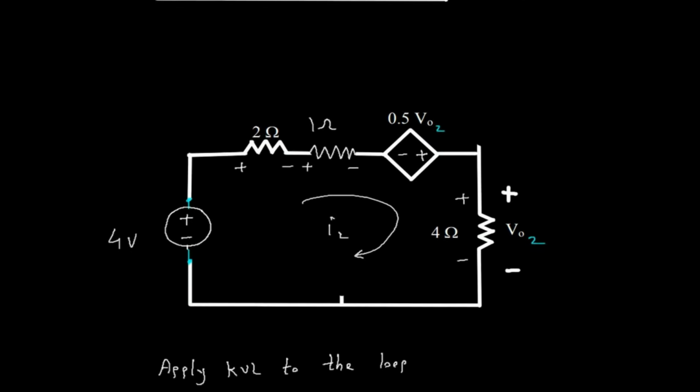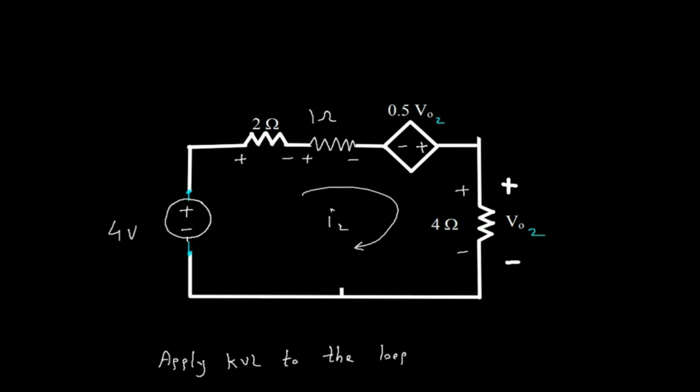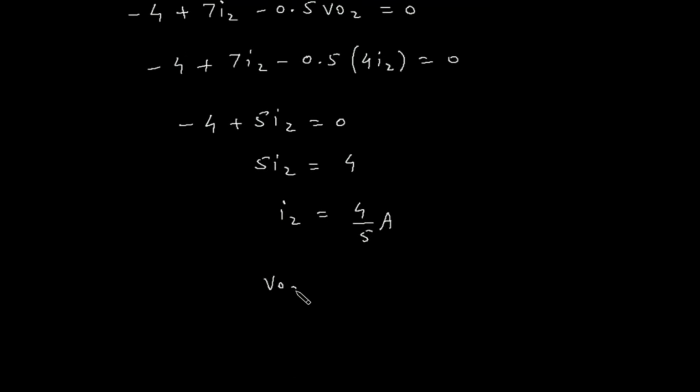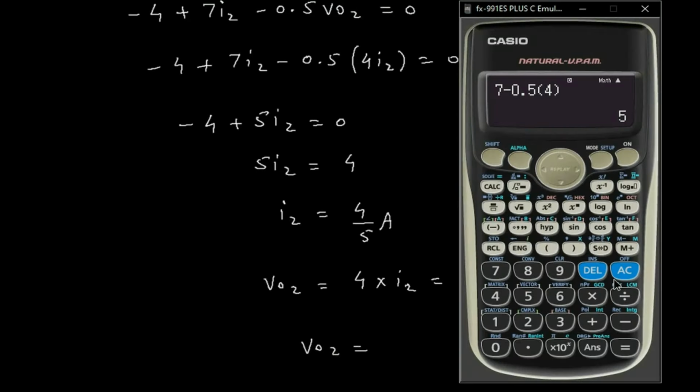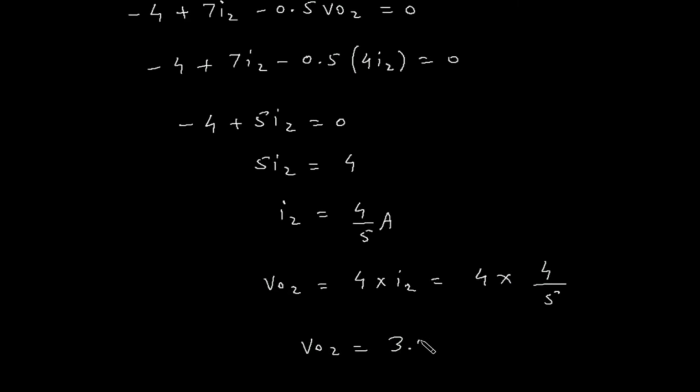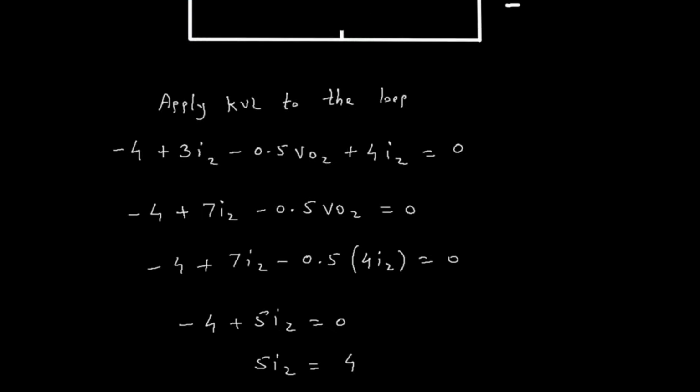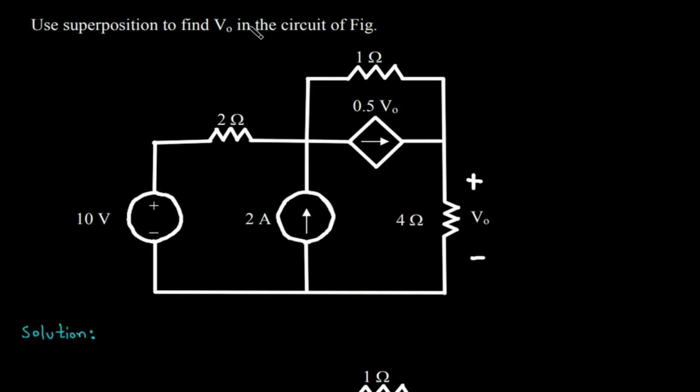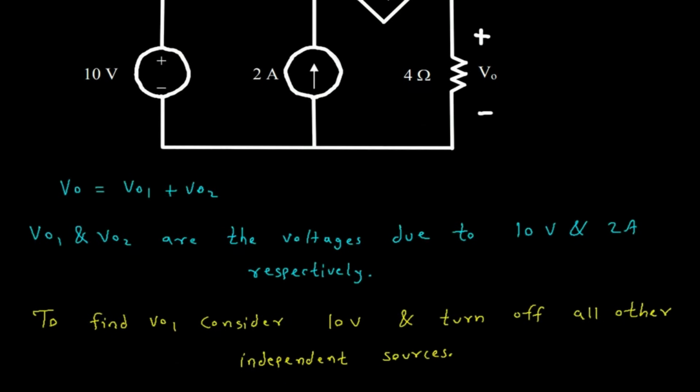We have to find VO2. VO2 is equal to 4 into I2. So this will be 4 into 4 by 5. Therefore VO2 is equal to 3.2 volt. 3.2 volt is the value of VO2. Now we have the values of VO1 and VO2. We have to find VO using superposition, and VO is VO1 plus VO2.